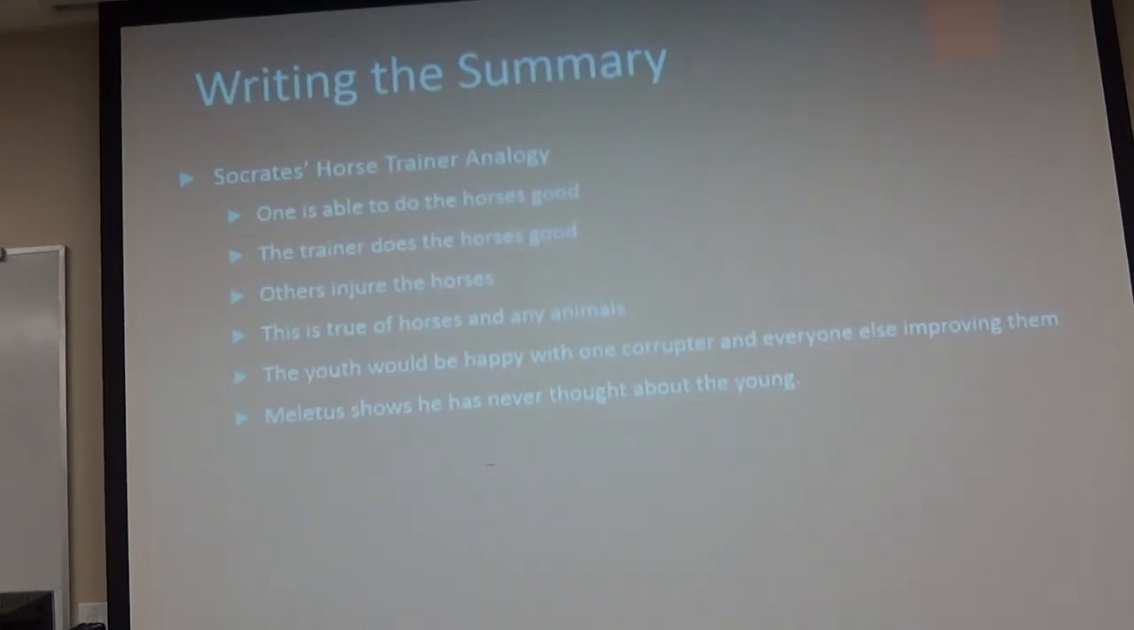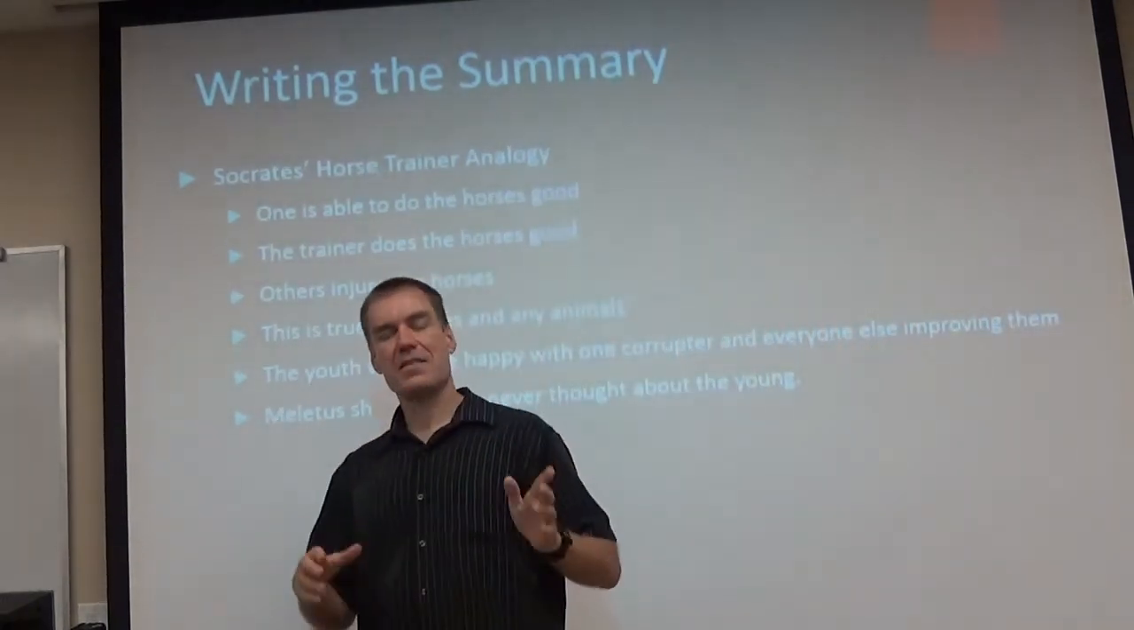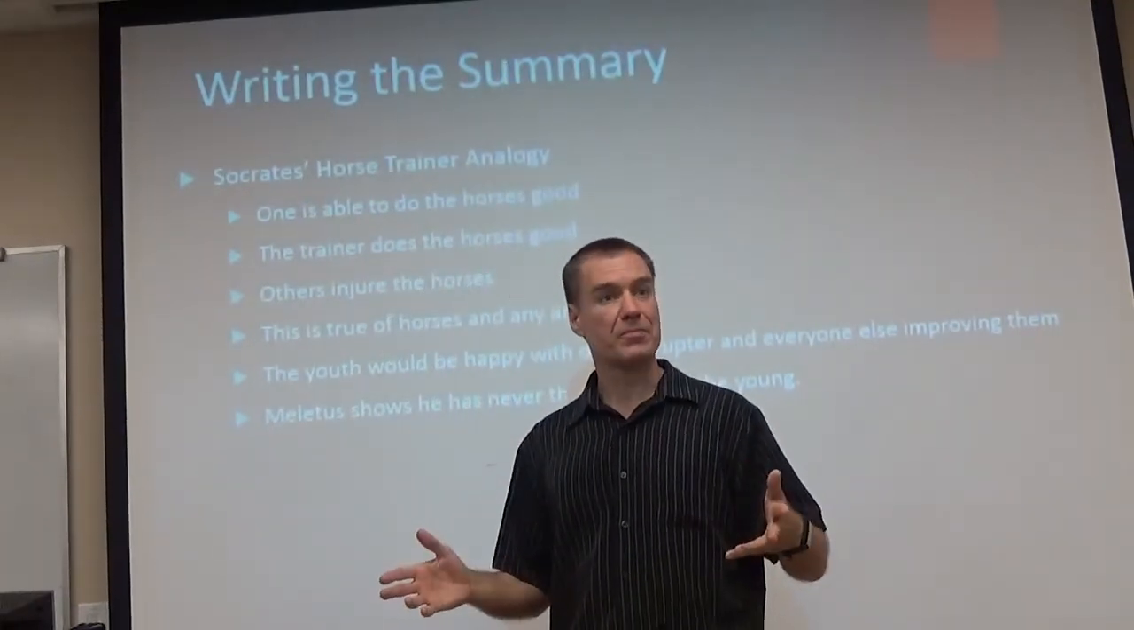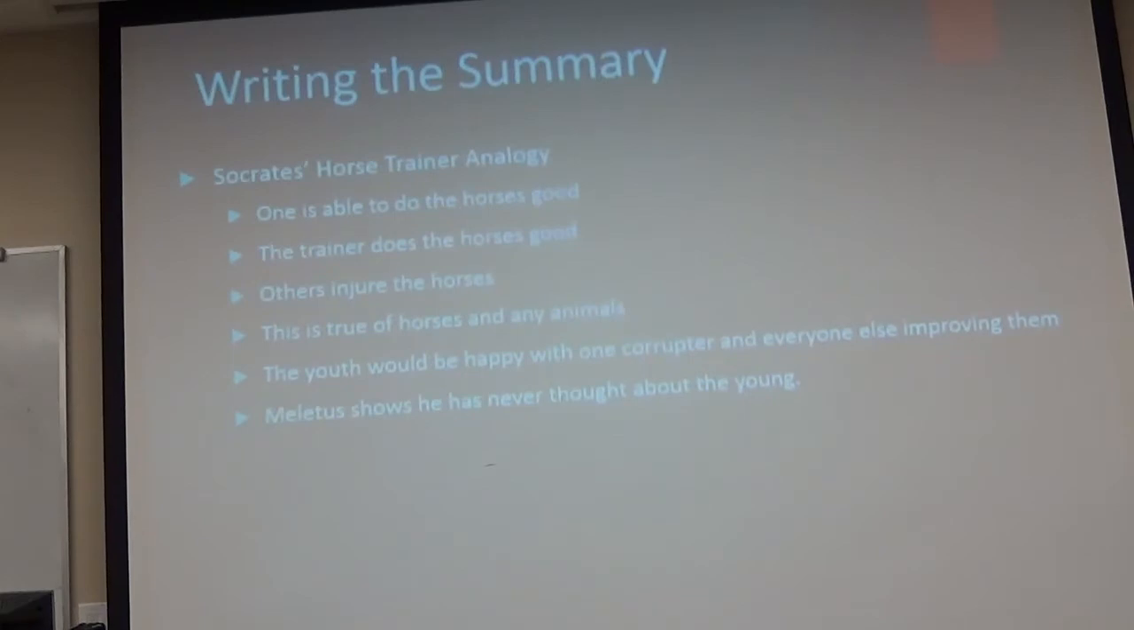This is a scenario for the horses. The one who knows benefits them, many who are ignorant harm them. By analogy, the youth are in the role of the horses. The one is in the role of the one who has knowledge who benefits them. The many are in the same role as the many who would harm the youth. So he concludes from this that he is not the sole corrupter. Essentially, Meletus is wrong. There would be rather many corruptors.